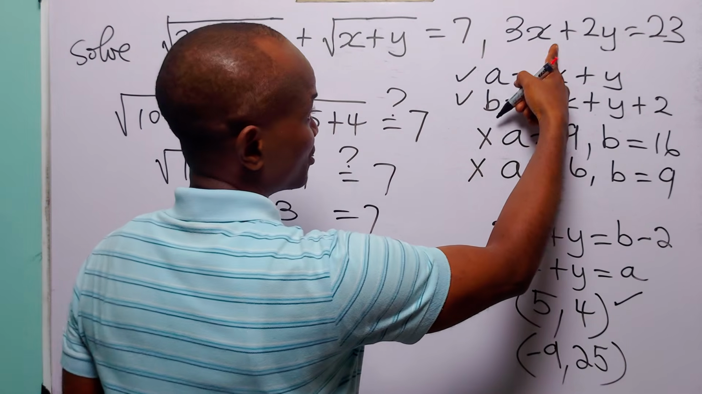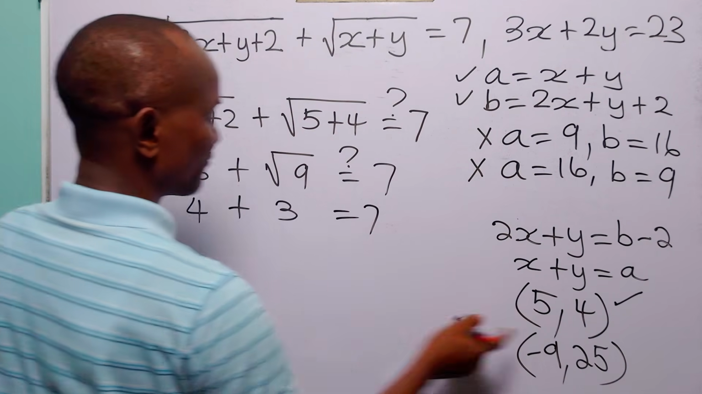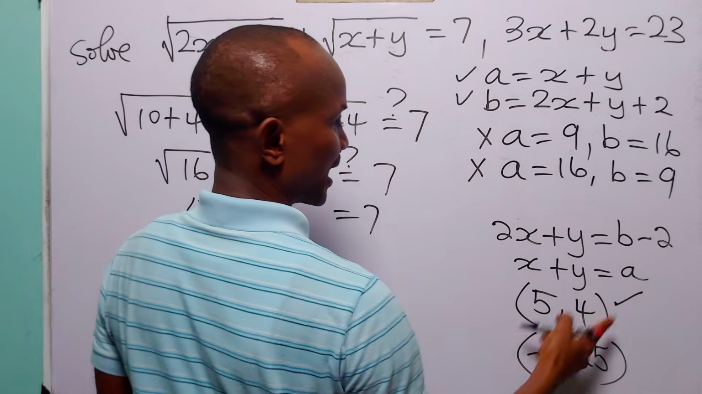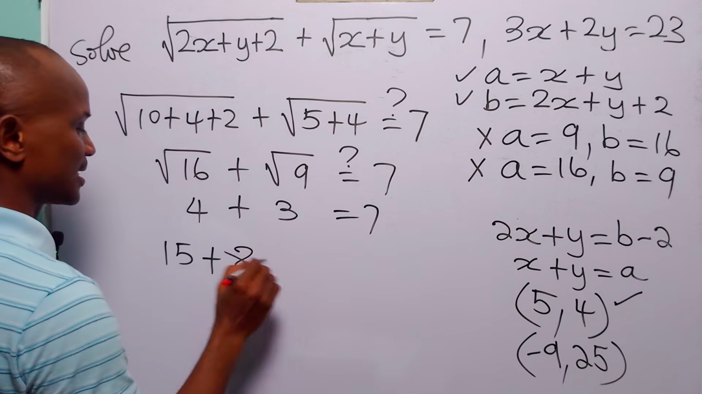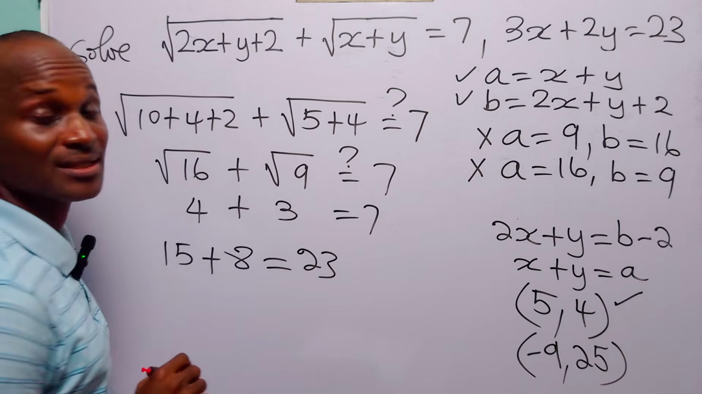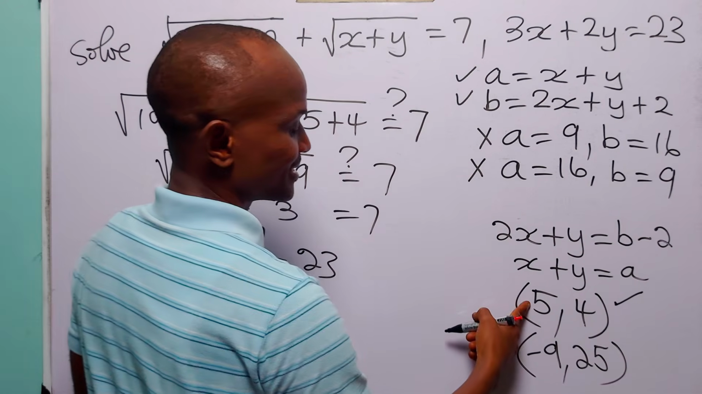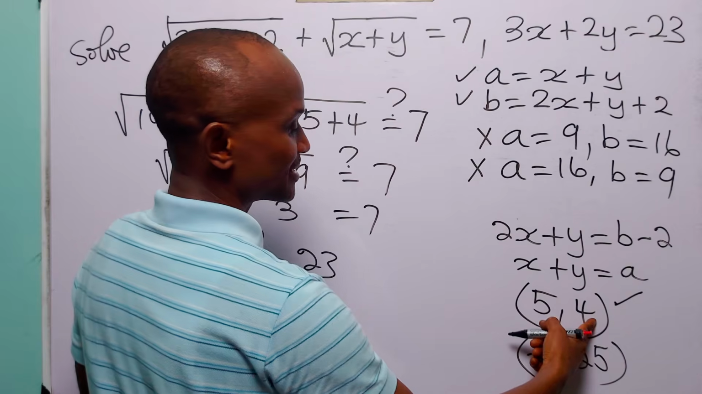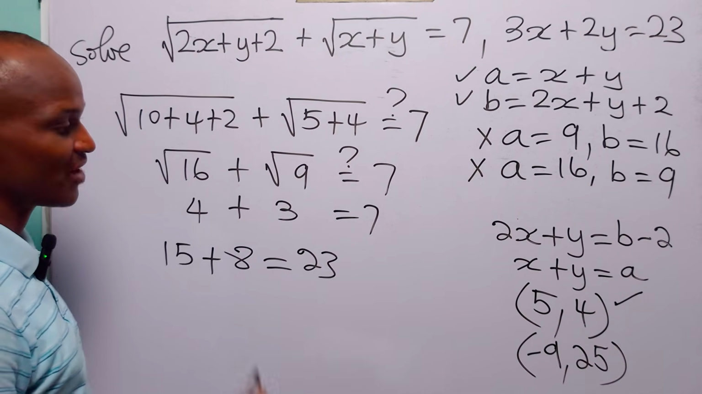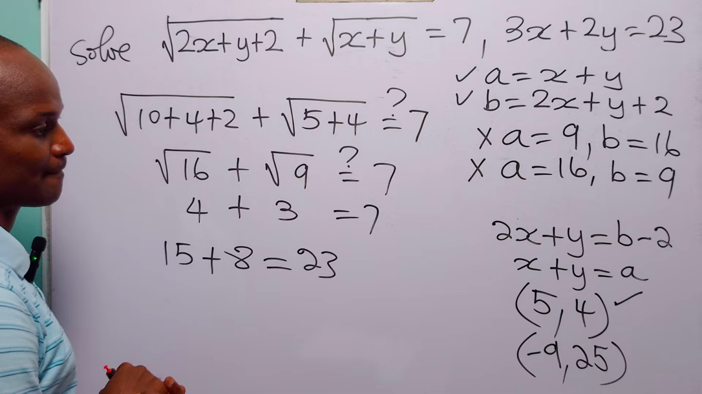Now, in the second equation, we have 3 times 5, which is 15, plus 2 times 4, which is 8. 15 plus 8 is equal to 23. So, when x is equal to 5 and y is equal to 4, both of these equations are satisfied simultaneously.